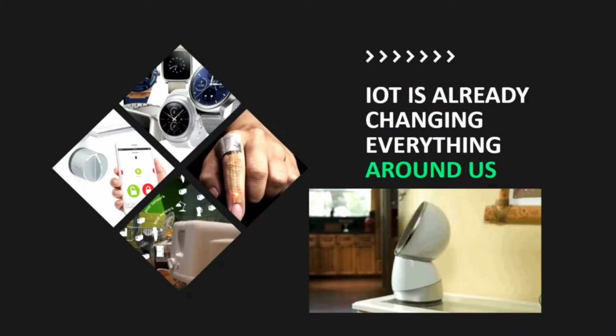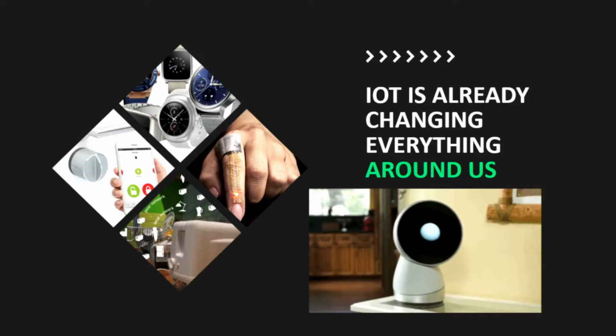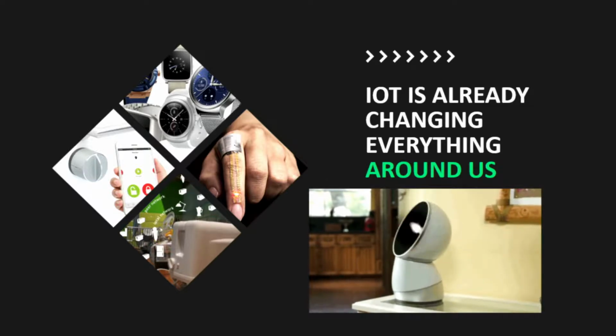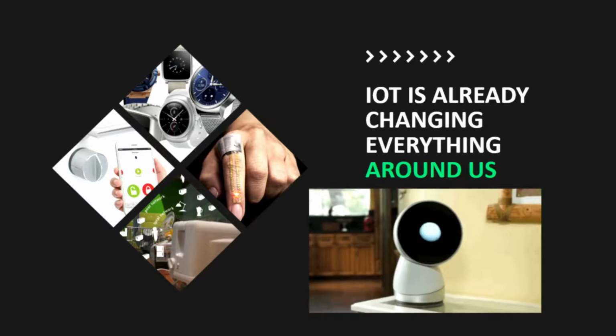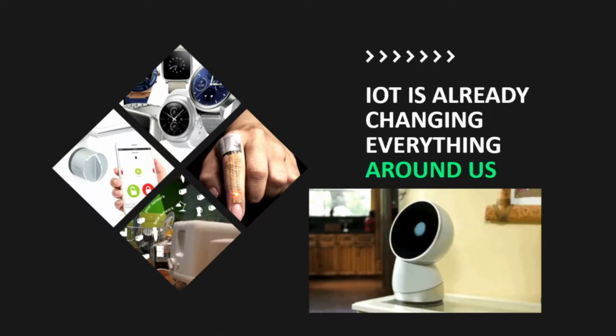Probably one of my favorite examples of ways that IoT can be used. This is Jibo. I don't know if anyone's familiar with it, but it basically enables a connected thing to have a personality, which is really cool because it allows me to relate as a human, as a person, to the technology that I'm able to use and interact with.